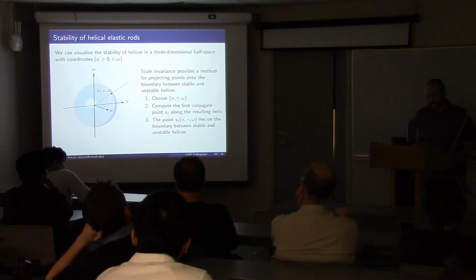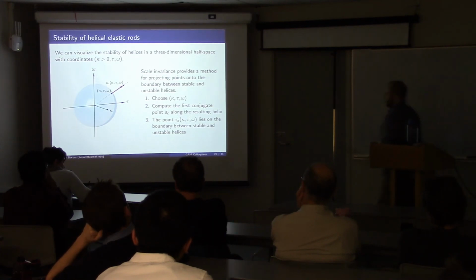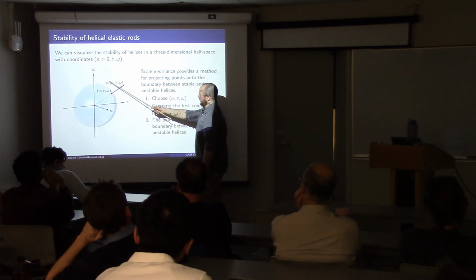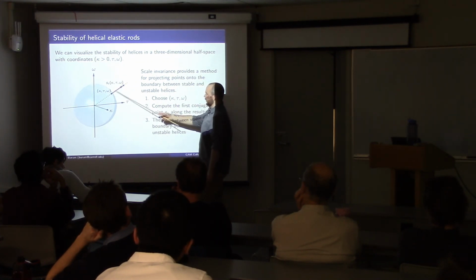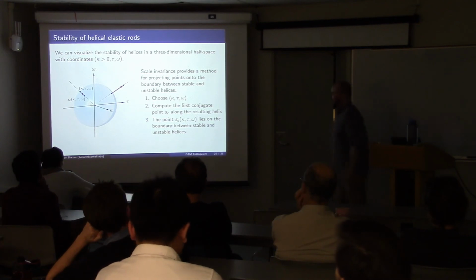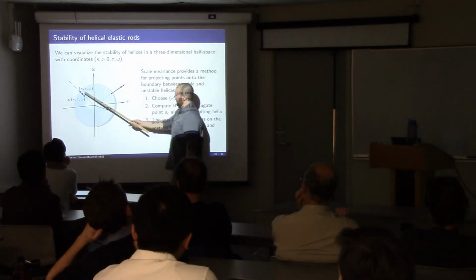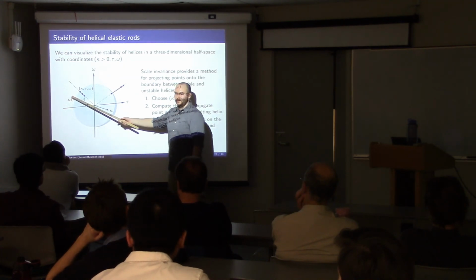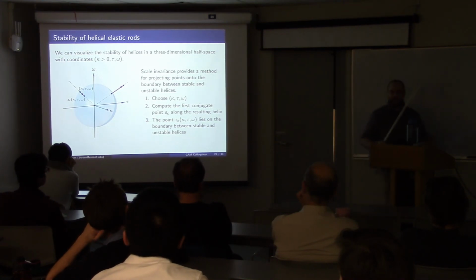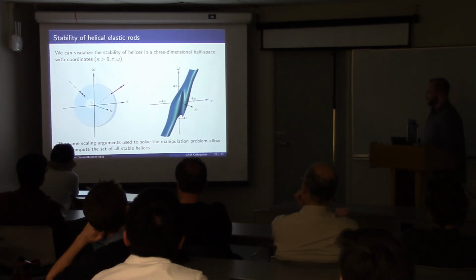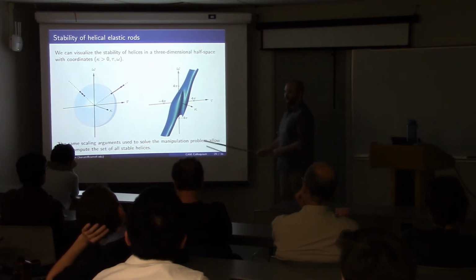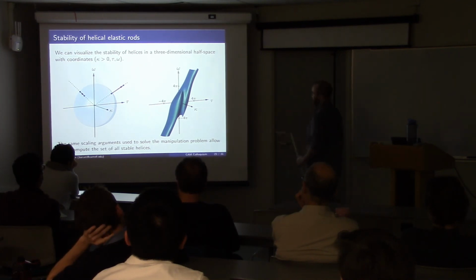So what these scale invariance arguments show is if I compute the first conjugate point, call that SC, I just scale this point by SC. So here SC was bigger than 1, so this point moves out, away from the origin. If I pick another value of curvature, torsion, and twist, maybe the first conjugate point occurs before 1, I'm going to move this point back. I'm going to sample points on this half sphere and do that everywhere. And we get the boundary between stable and unstable helices. So the same scaling arguments we used to solve the manipulation problem allow us to compute this.